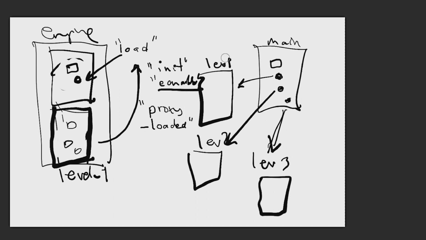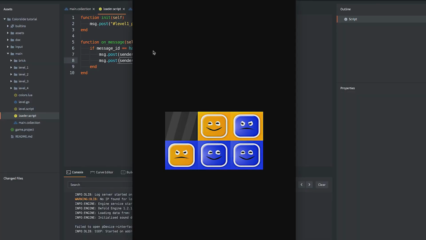That's ugly as hell, but then everything should run. We can just look at this and see that it works. There you go. This is level 1.